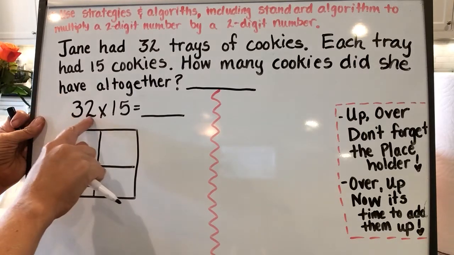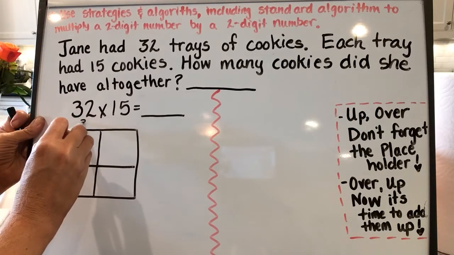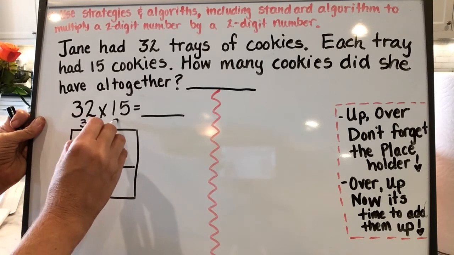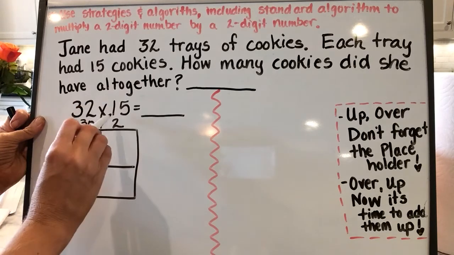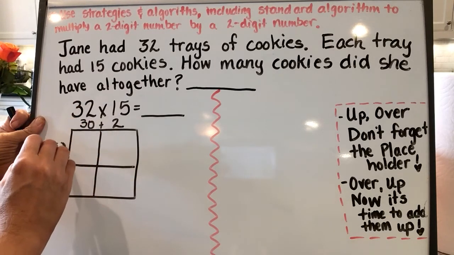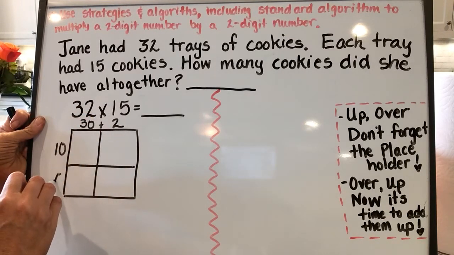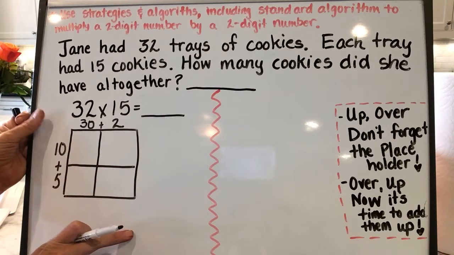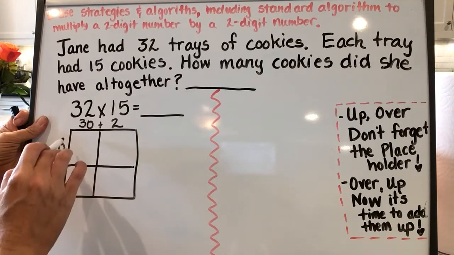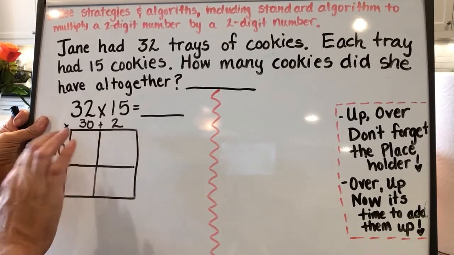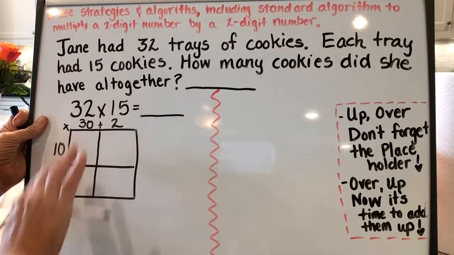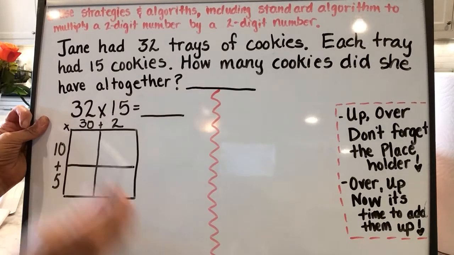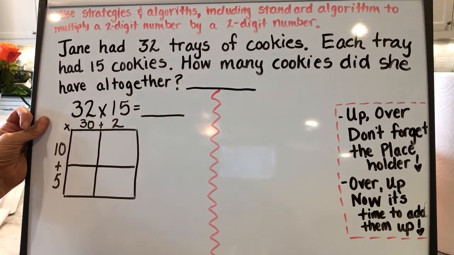And I know that 32 is made of 30, the value of the 3 is 30, plus the value of the 2 is 2. And then I have 15, so the value of the 1 is 10, plus the 5 is valued at 5, so that's 10 plus 5. So I've got my box set up, and it's very similar to the area model, because the area model just has all the columns and rows in it. This does not. So I am going to use my colors like I did yesterday to make it easier for you to see.